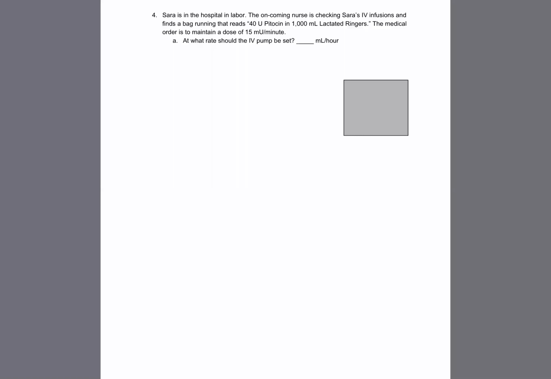Sarah's in the hospital for labor. The oncoming nurse is checking Sarah's IV infusions and finds a bag running that reads 40 units Pitocin and 1,000 mLs lactated Ringer's. The medical order is to maintain a dose of 15 milliunits per minute. At what rate should the IV pump be set? And the final units we're looking for is mLs per hour.